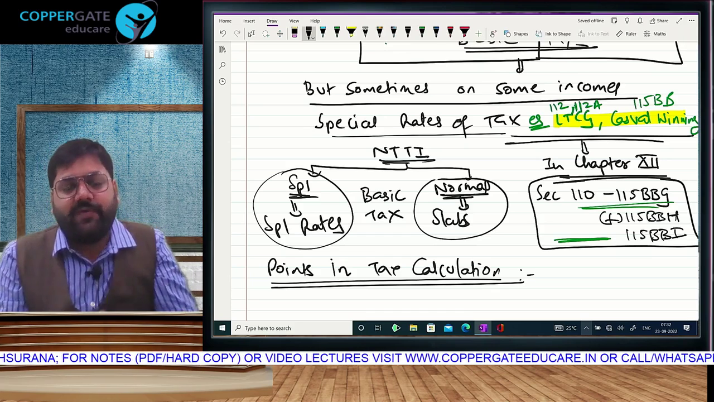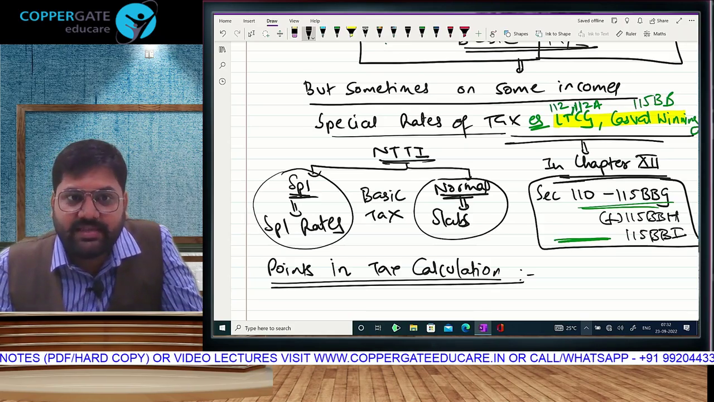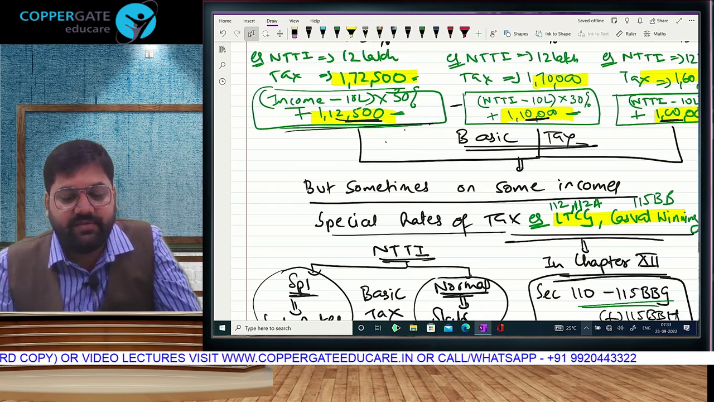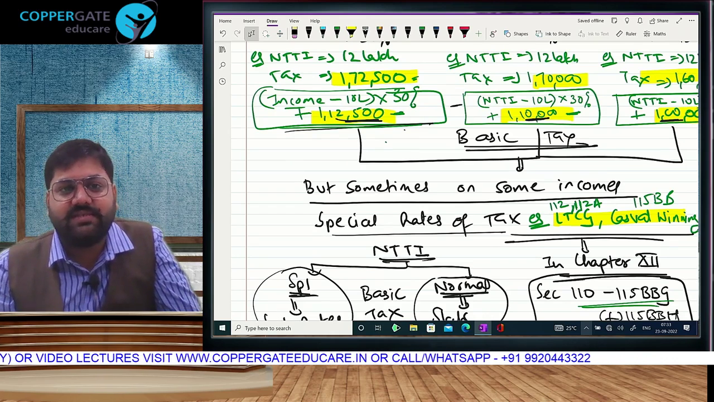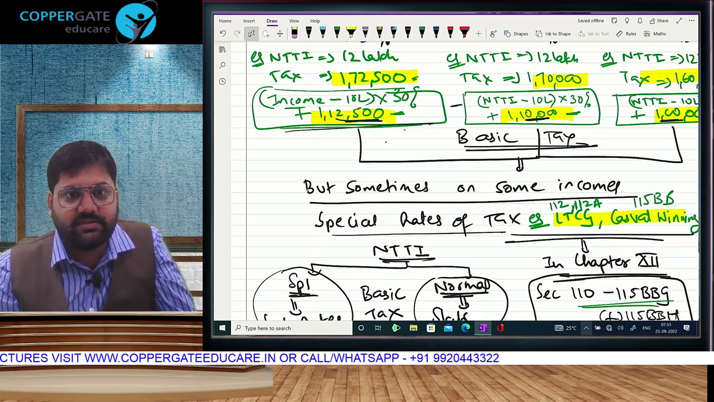This is not final. So obviously, as a chartered accountant or as a CA student, you can't stop at these amounts, 1,12,500, 170 to 500, 170 or 160. You have to calculate the final tax liability of the assessee.